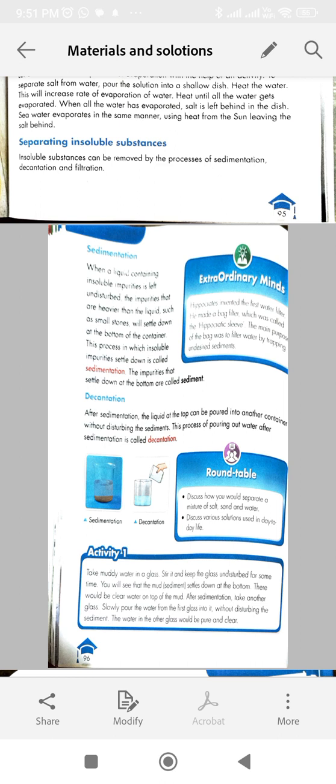Now, roundtable. Discuss how you would separate a mixture of salt, sand and water. Discuss various solutions in day-to-day life.